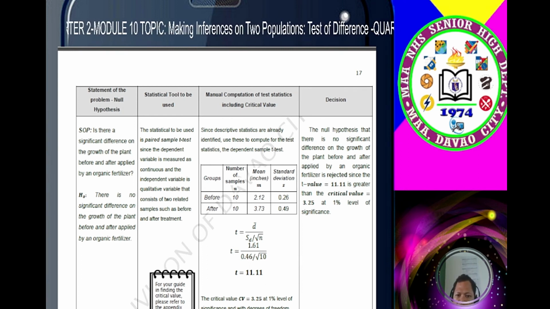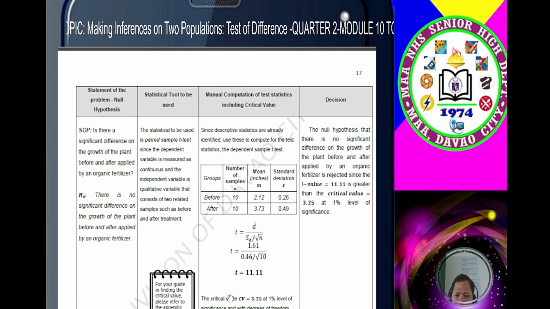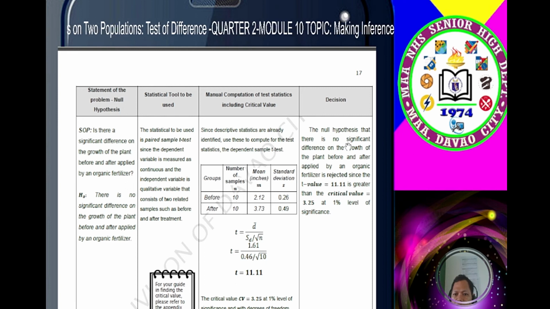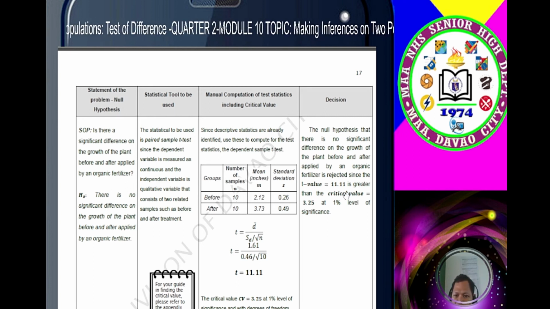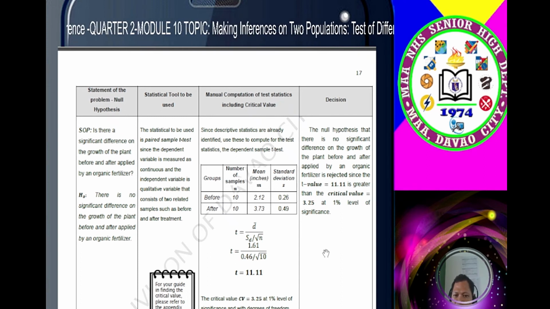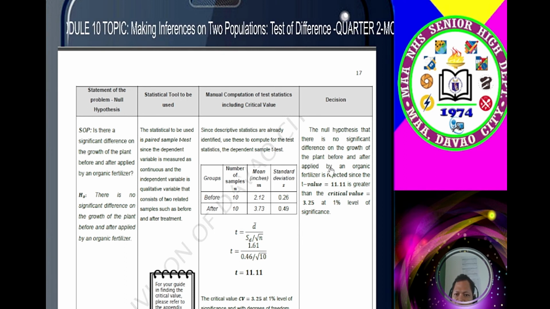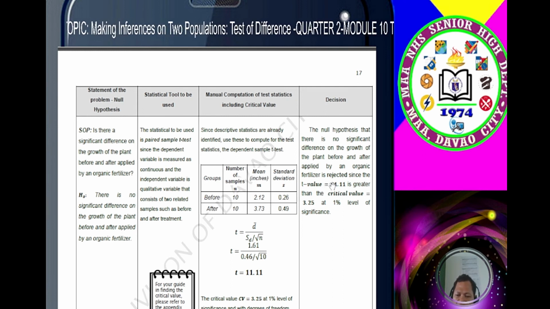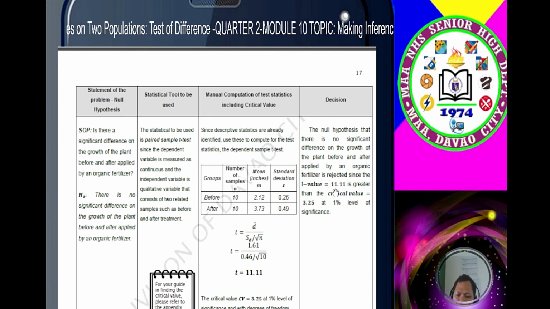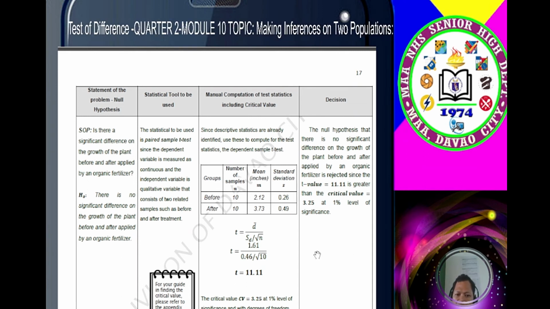Okay, then let's check if it's significant or not. Since our t value here is greater than our tabular value, which is 3.25, our decision here is to reject the null hypothesis, because it is significant. Decision: the null hypothesis that there is no significant difference on the growth of plant before and after applying fertilizer is rejected since the t value, 11.11, is greater than the critical value 3.25 at 1% level of significance.